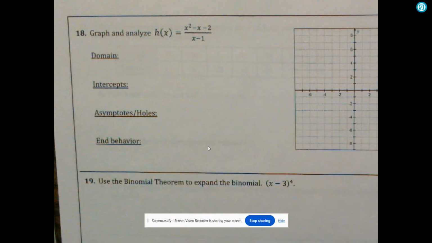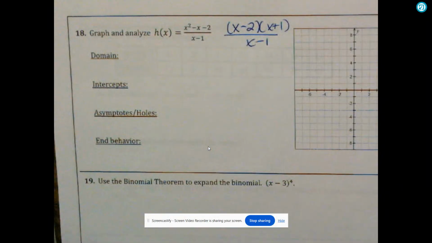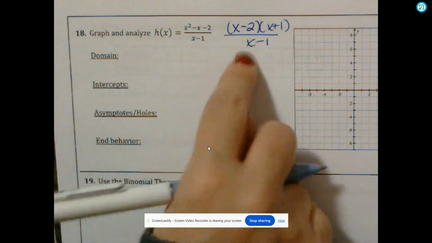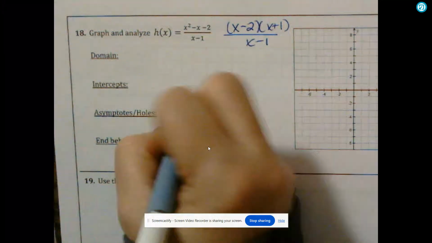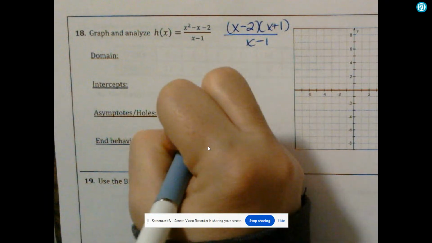All right, so let's talk here. If I factor the top, it's going to give me x minus 2 and x plus 1. So nothing cancels, so we don't have any holes. So let's talk about our asymptotes and all that first. I'm not going in order, but we've got an asymptote at x equals 1. That's a vertical asymptote.